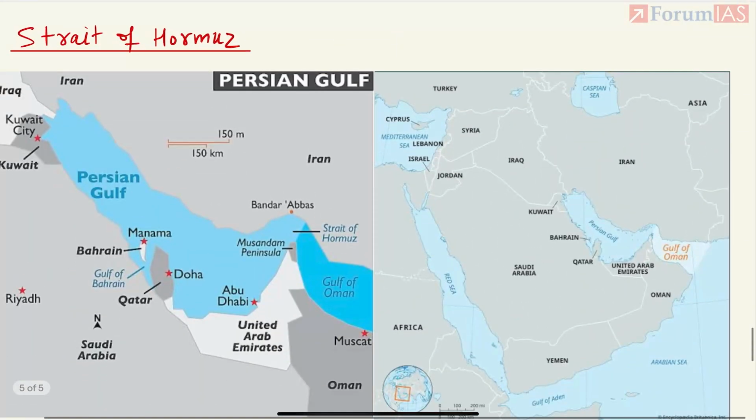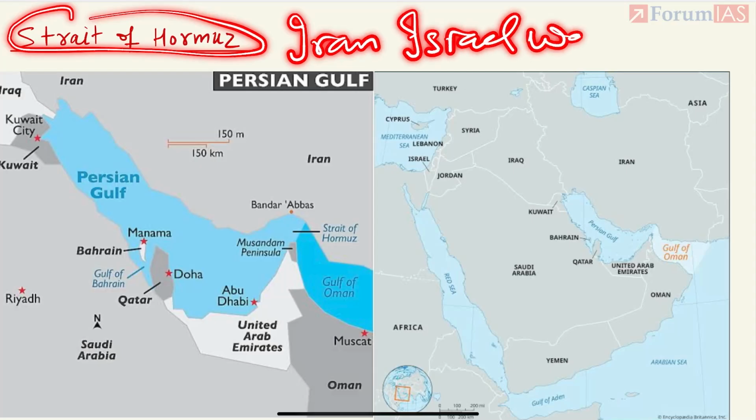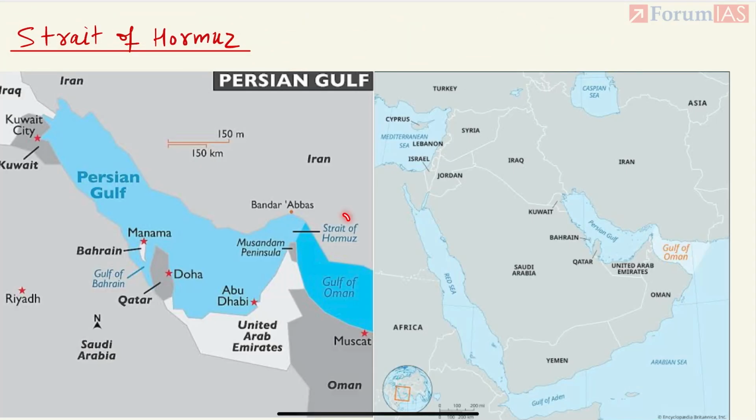So one other strait which is in news is Strait of Hormuz for Iran and Israel war. This is Strait of Hormuz. This strait connects Persian Gulf with the Gulf of Oman, and it separates Oman with Iran. This Strait of Hormuz is very significant because Iran has threatened to close the strait. If the strait is closed, it will be a major setback for the global trade.